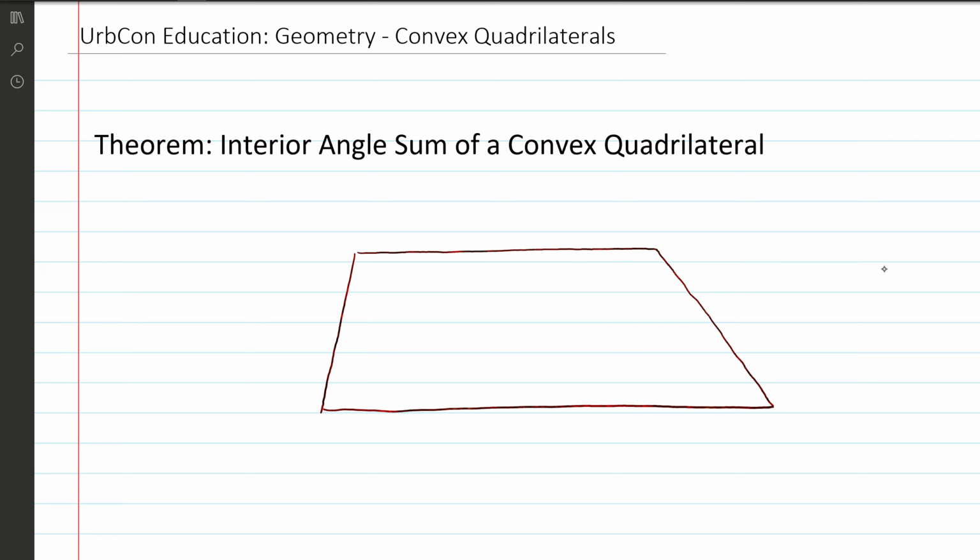Within this type of quadrilateral, it's a four-sided polygon where the interior angles, and I'm referring to the angles right inside here, those interior angles are all less than 180 degrees, right? This is a convex quadrilateral as opposed to another type, maybe a concave quadrilateral, which would have an angle that is greater than 180 on the inside. But all of these interior angles are less than 180 degrees for a convex quadrilateral.